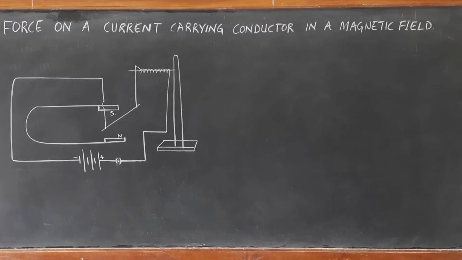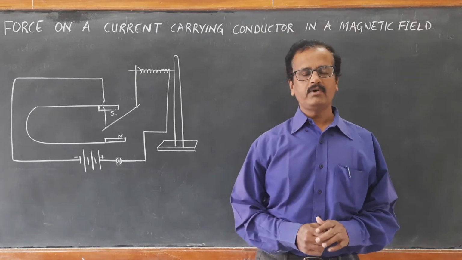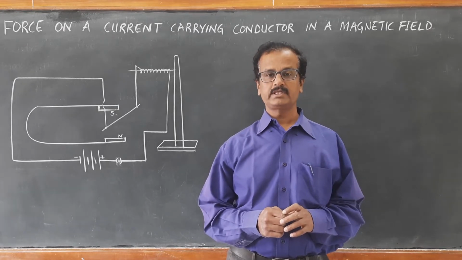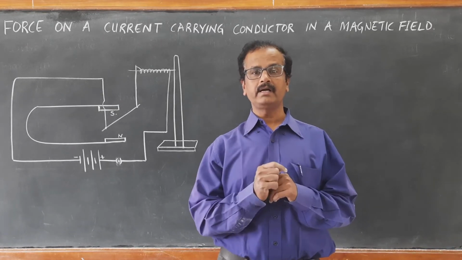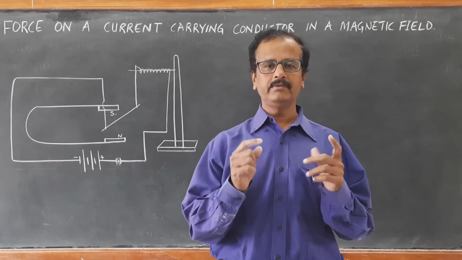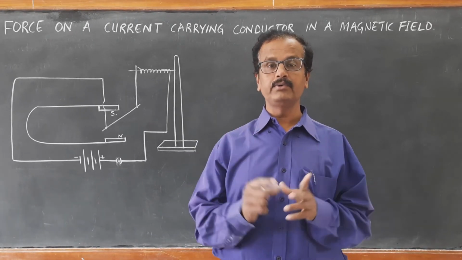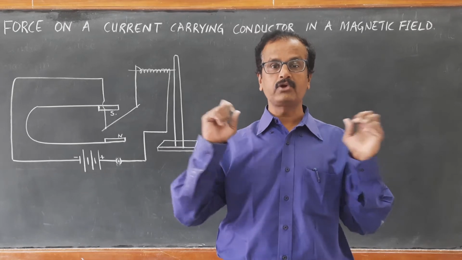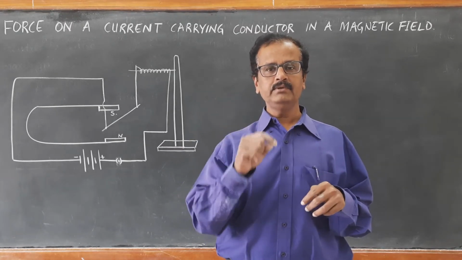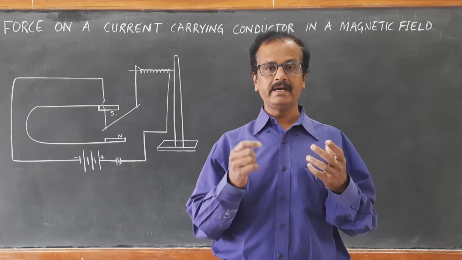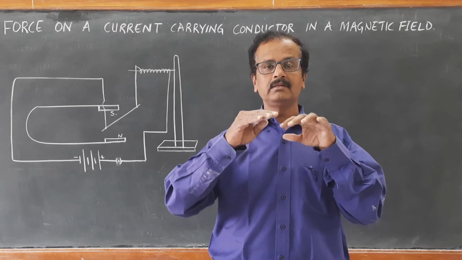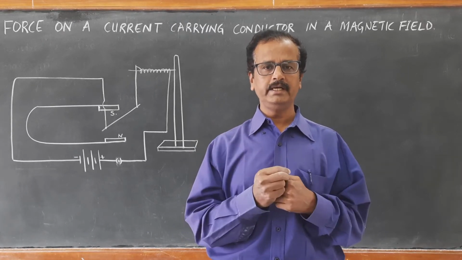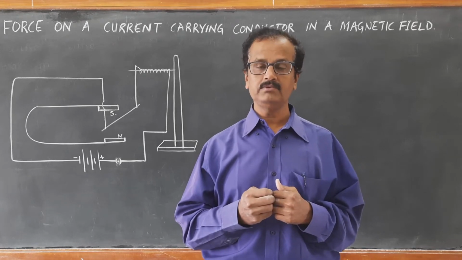Good morning, cadets. We have already started the magnetic effects of electric current. We have studied the magnetic field due to a current carrying conductor, then the magnetic field due to a current carrying coil, and later the magnetic field due to a current carrying solenoid. The magnetic field lines resemble the field lines of a bar magnet. We have also studied the applications of a solenoid.